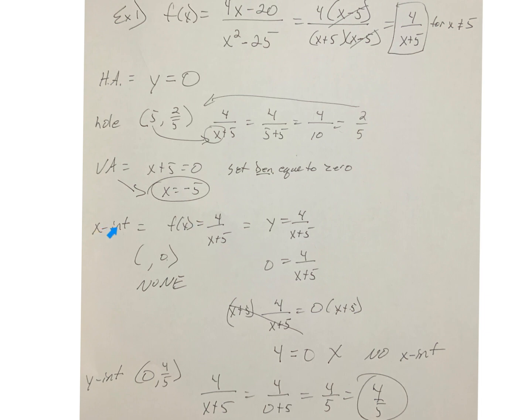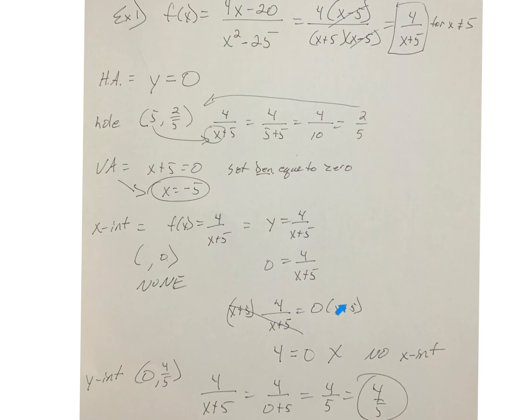But to find the x-intercept, you plug in a 0 for the y value. So if 4 over x plus 5 is your function, y equals that, then what I did here is I basically just wrote that function, 4 divided by x plus 5, and I set it equal to 0. Because the denominator is x plus 5, I'm going to clear that out by multiplying both sides by x plus 5.